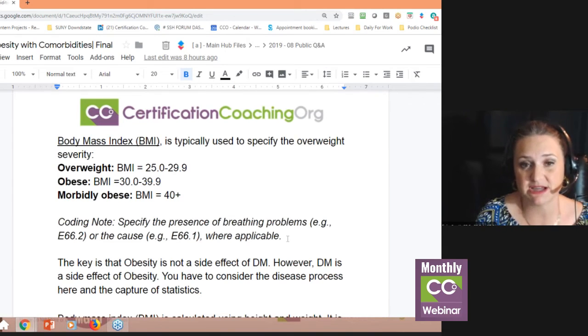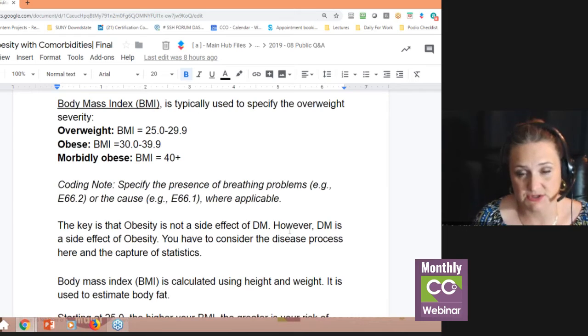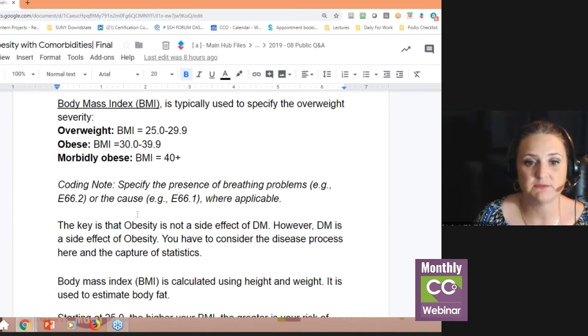It has to be documented, right? And that is something that you'll be tested on if you guys are students. Make sure you make a note of that. Also, I just went ahead and added this because it's kind of pertinent. A lot of times people that have obesity have breathing problems, and it's documented, and you forget that it needs to be coded as well. All right, and that was actually in some of the guidelines, so I thought I'd add that there where it's applicable.